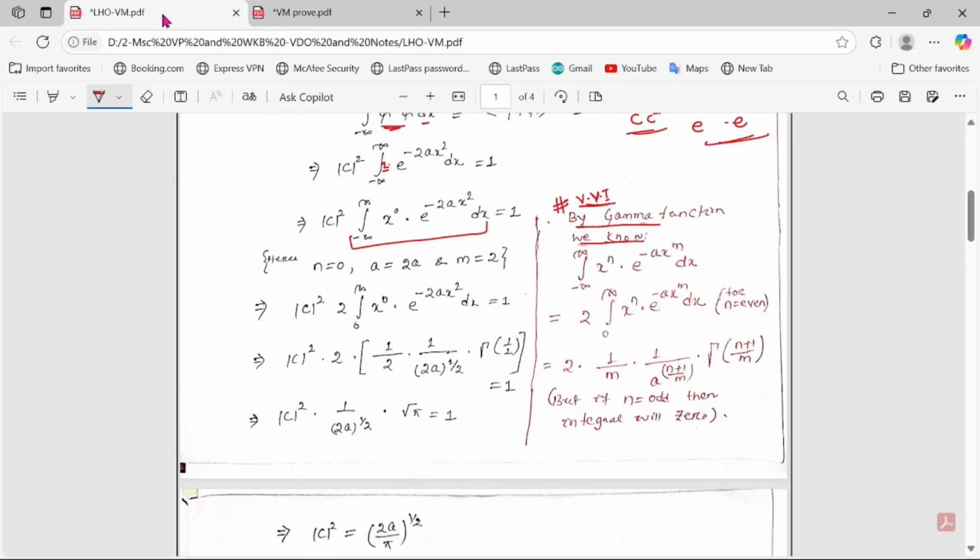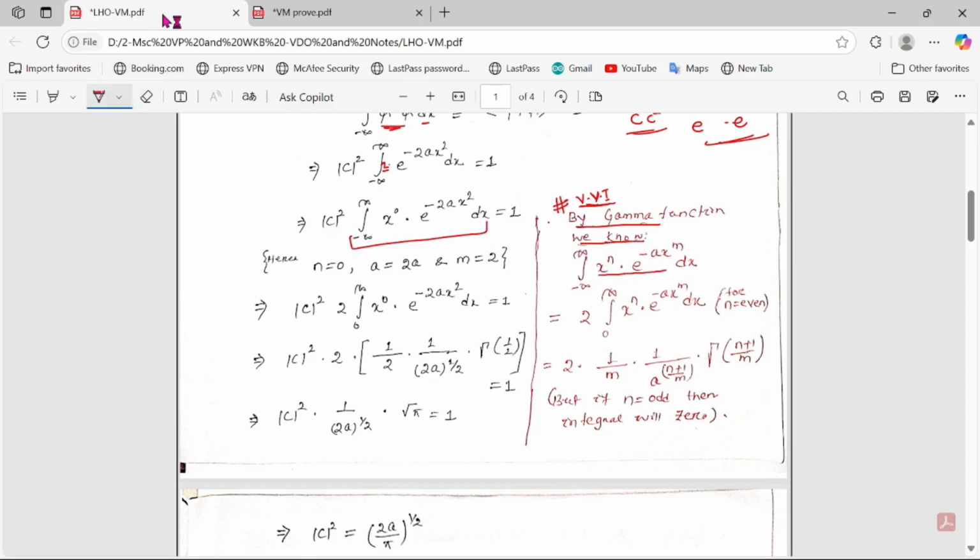So in general, the integral from minus infinity to plus infinity of x to the power n e to the power minus a x to the power m dx, for n even, the whole integrand will be an even function.